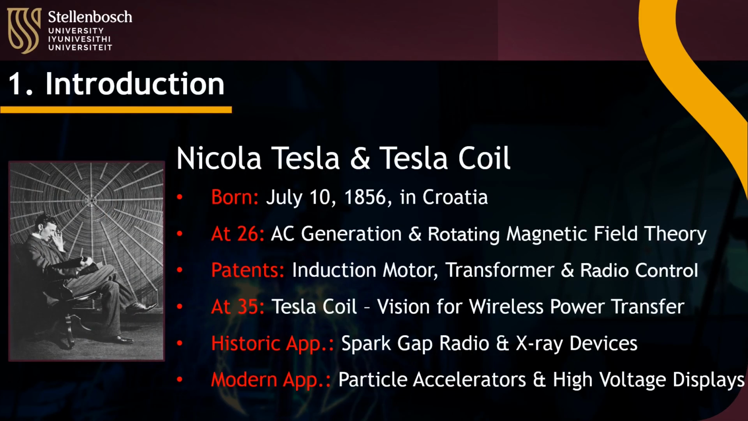Nikola Tesla was born on July 10, 1856 in Croatia. At 26, he conceived ideas for AC generation and rotating magnetic field theory. Some of his influential patents include that of the induction motor, the transformer, and radio control. At 35, he conceived the Tesla coil with his vision for wireless power transfer. The Tesla coil has historic applications in the spark gap radio and X-ray devices, and modern day applications which include use within particle accelerators and generating high voltage displays.